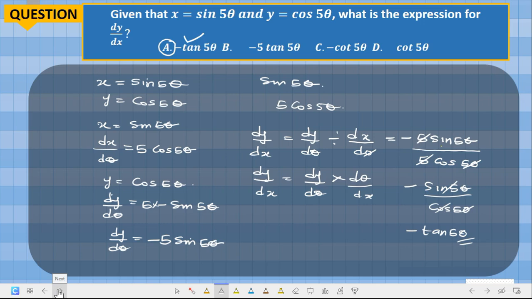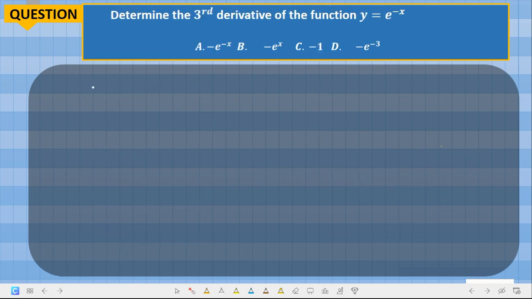Now let's take another question. Determine the third derivative of this. y is equal to e raised to the power of minus x. When you differentiate minus x, you multiply, and it will give you the first derivative. The first derivative will be, if you differentiate minus x, it will give you minus 1, then you write e to the minus x again. So the first derivative is minus e raised to the power of minus x.